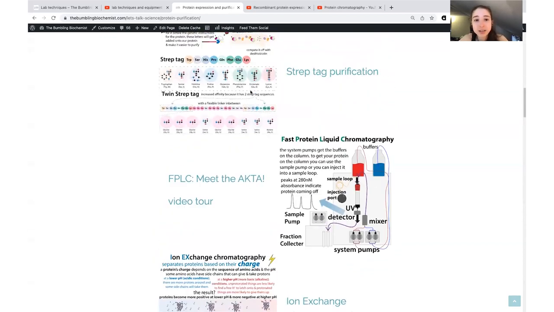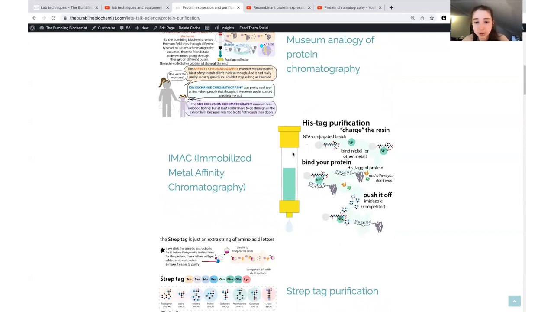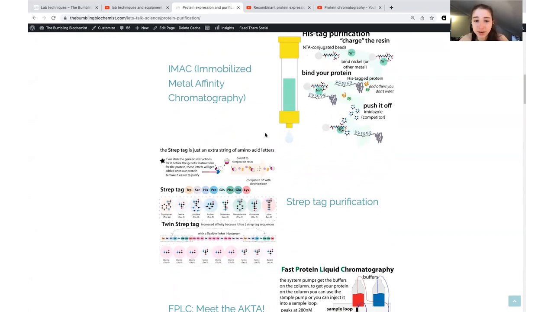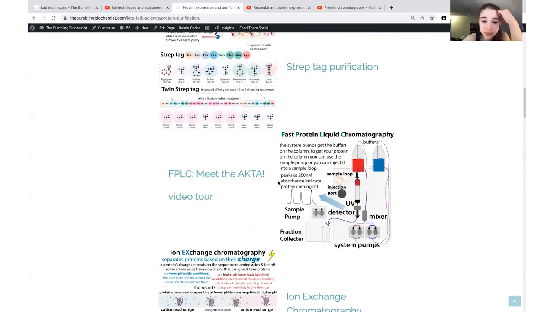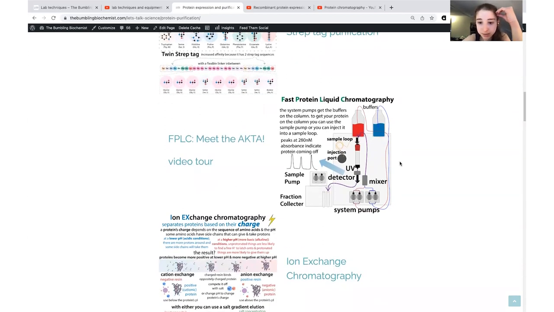With these techniques, I'm often using gravity flow. I like to do these capture steps with gravity flow, because at this point you break open your cells and you have this lysate that's all goopy and gunky. I find it easier to do in batch: mix them in with the beads, let them hang out for a while, and then let them flow through a column. You can also use a pre-packed column, and I use these pre-packed columns.